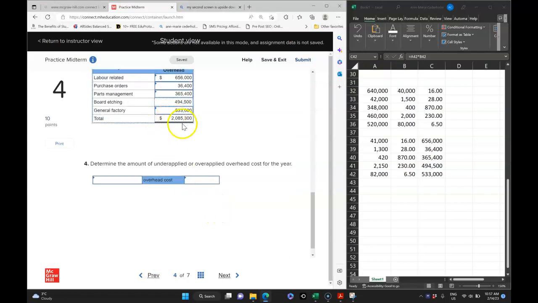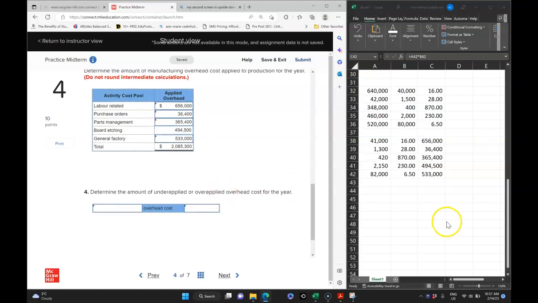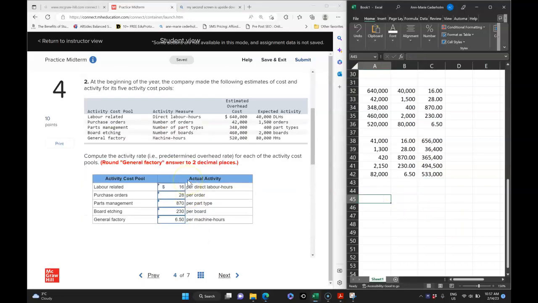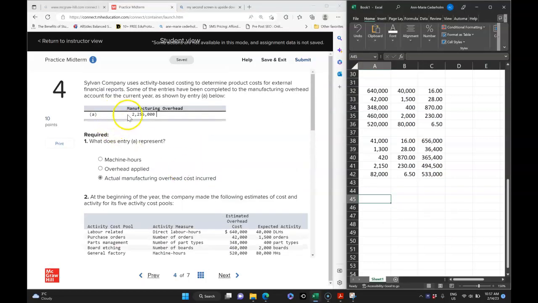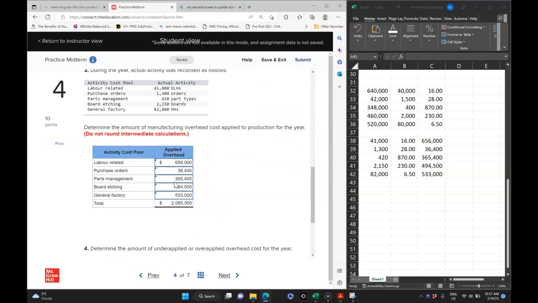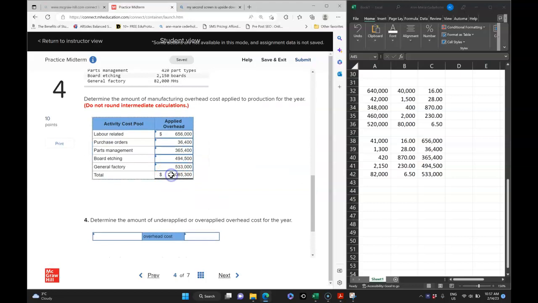So my total overhead is 2,085,300. Now, there's two ways to find out the under or over applied overhead. So we can just do a quick look. So this was my actual 2,256 and this is my applied 2,085. So we didn't apply enough because actual was too much. So we've under applied it.